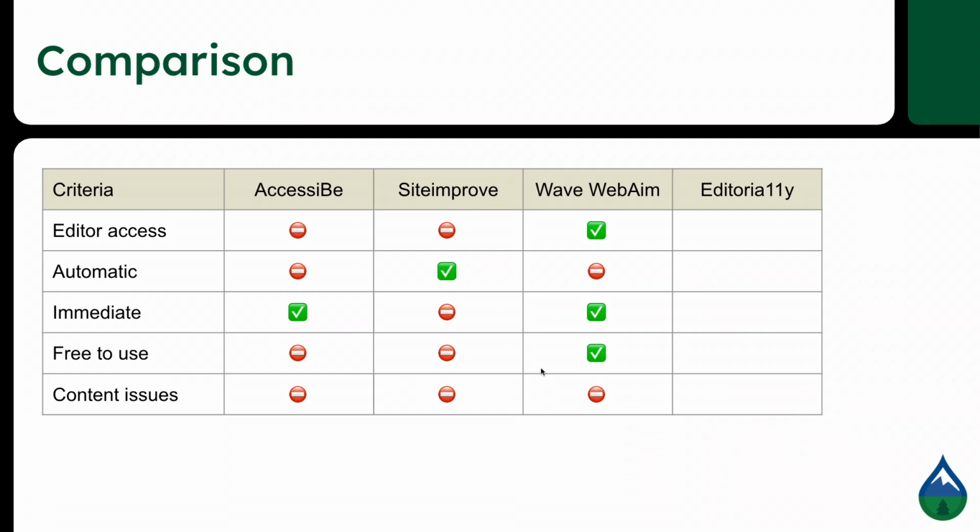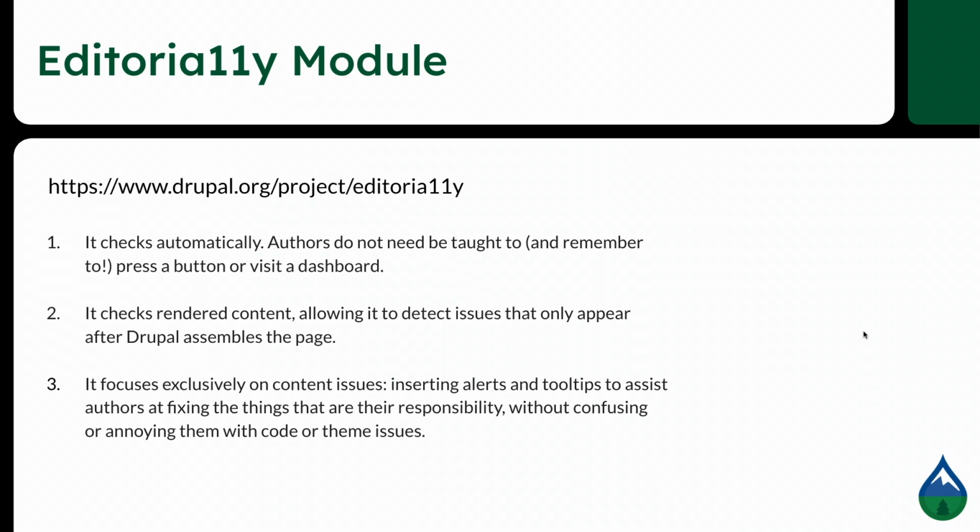So let's talk a little bit about Editoria11y. We'll go out to the page in a second, but its whole premise is it checks automatically. So when you edit or create a node, once you save it, it's going to show up on the front end. So your authors don't need to go figure out a tool, go up to a dashboard. It checks rendered content, so it's on the page once it gets assembled. It's not on the back end when you're actually entering the content, like in Layout Builder or the edit form. It's on the front end. And it focuses exclusively on your content issues. It provides some alerts and tips, and it doesn't mix in a lot of things that they're not really supposed to fix.